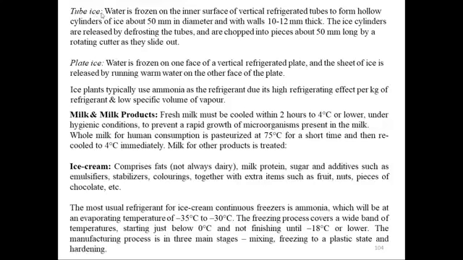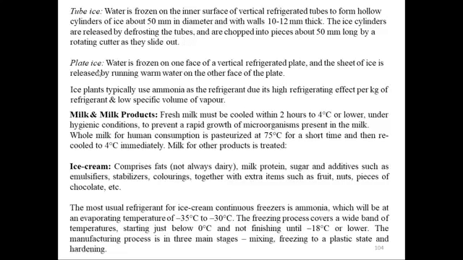Tube ice. Water is frozen on the inner surface of vertical refrigerated tubes to form hollow cylinders of ice about 50 millimeter in diameter with walls 10 to 12 millimeter. The ice cylinders are released by defrosting the tubes and are chopped into pieces about 50 millimeter long by a rotating cutter as they slide out. This is the more common one, which is called edible ice.